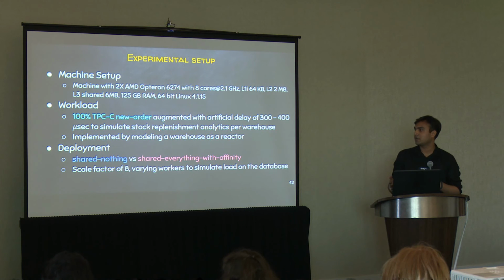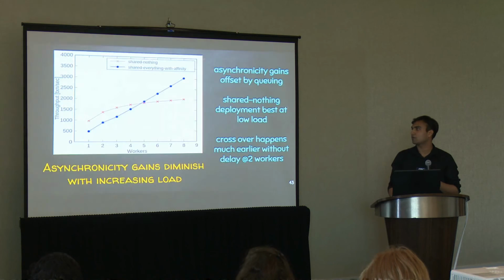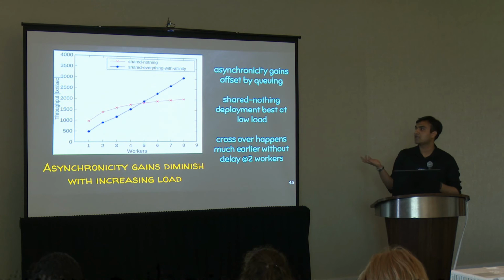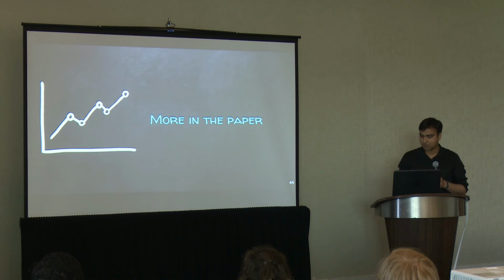And we deployed 8 transaction executors at a scale factor of 8 in either shared nothing and shared everything with affinity containers. And we vary the load on the database by varying the number of workers. So for a result here, on the x-axis, I have the load on the database, and on the y-axis, I have transaction throughput. And what we can see is that as I increase the load on the database, the asynchronicity gains diminish, which is offset by queuing. There are more experiments in the paper which you can look at.